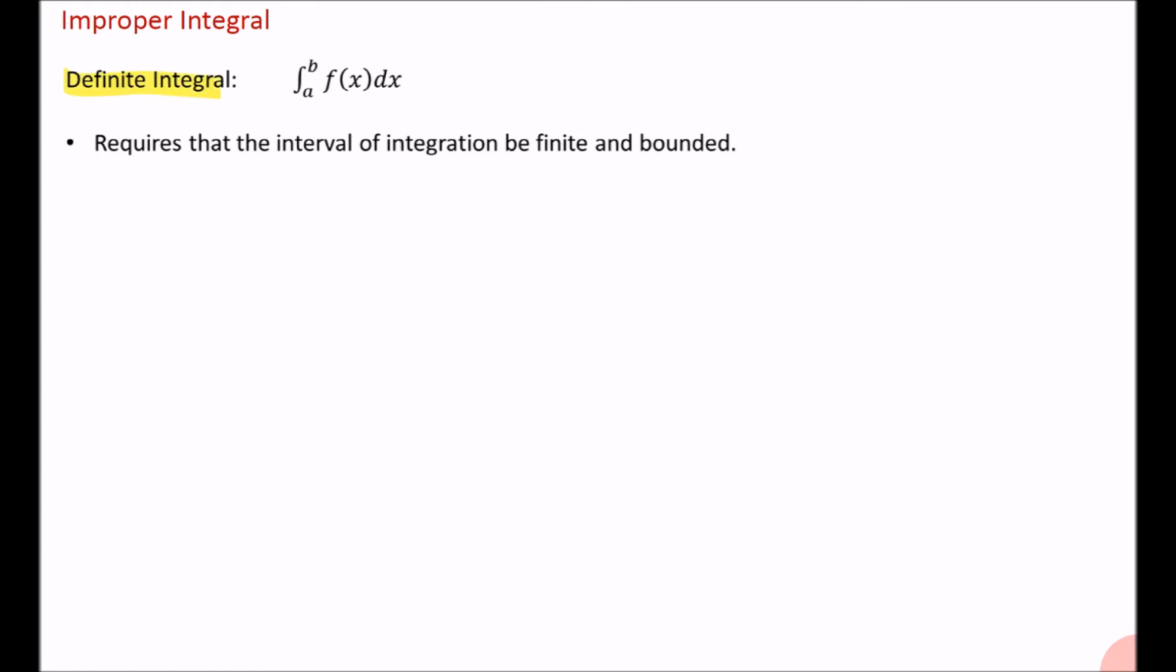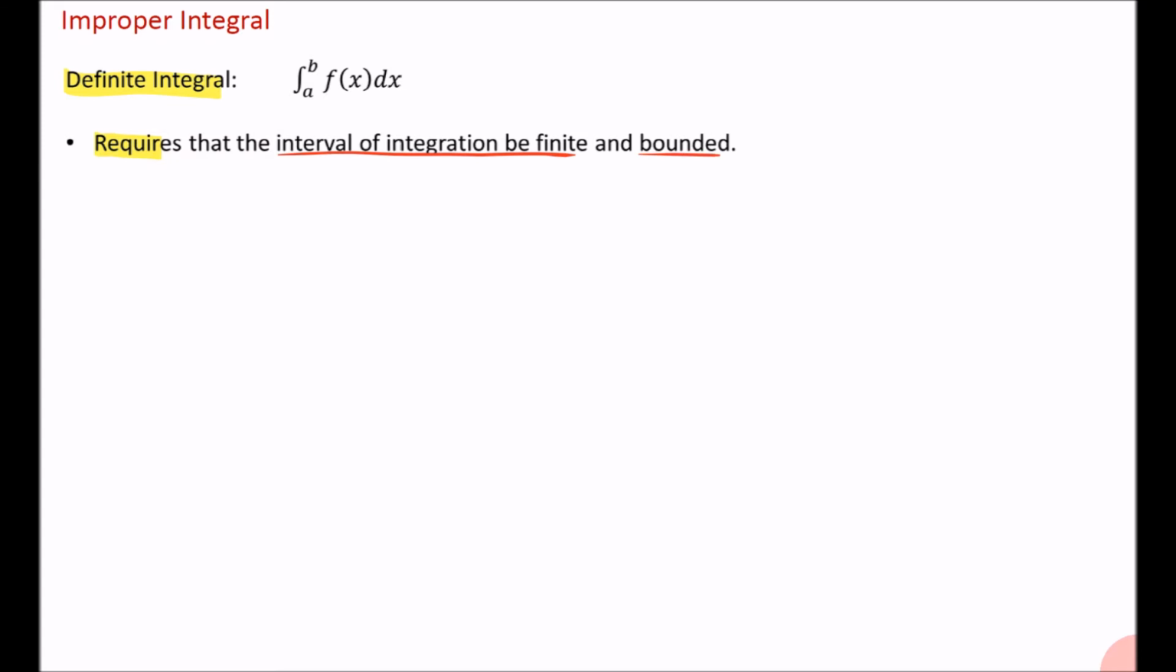So what's the difference between definite integral and improper integral? This is your condition for your definite integral: the interval of integration will be finite and bounded.